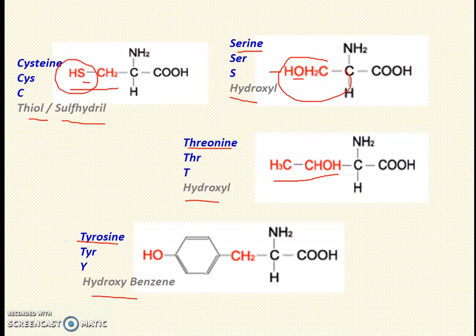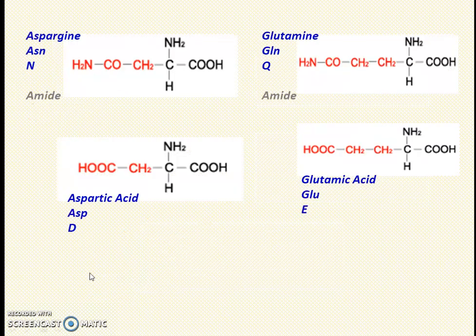Tyrosine, as I explained earlier, for phenylalanine, if you just keep a hydroxyl group, then it becomes tyrosine. Very easy to remember. And tyrosine contains hydroxybenzene radical. This is hydroxybenzene radical. Serine, threonine, and tyrosine contain hydroxyl groups. Asparagine and glutamine are amide group containing amino acids. CONH2 group is amide group. Just remember like this: CONH2, CH2, CHNH2, COOH.